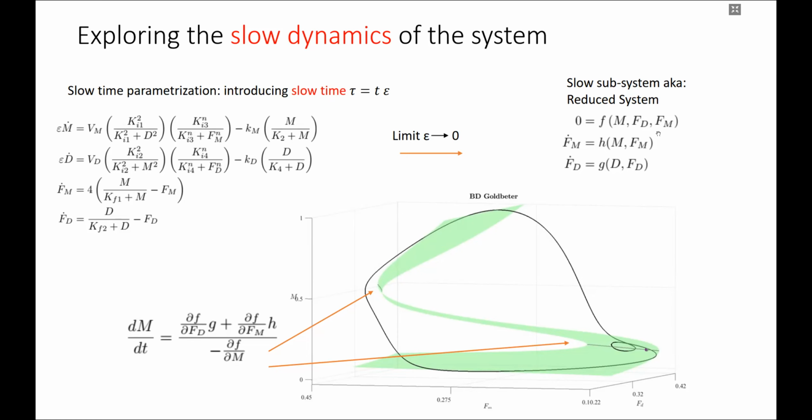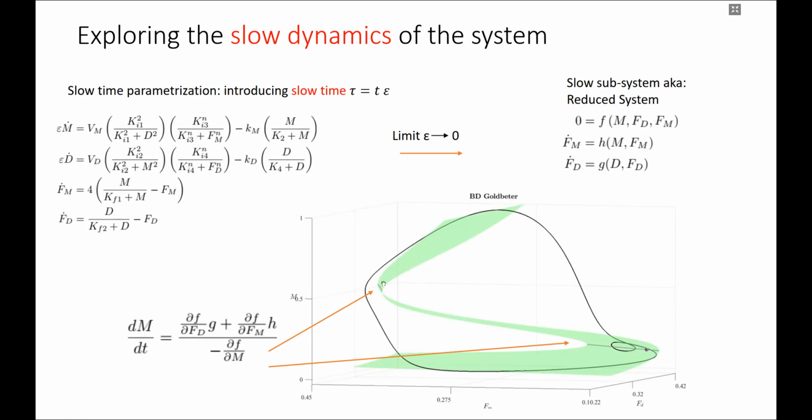So the slow subsystem or reduced system consists of two differential equations for FM and FD, and one algebraic equation F. So the differential equations are constrained by this algebraic equation. Moreover, when epsilon is 0, I have to mention also that this algebraic equation F is exactly the same that we used in order to plot the critical manifold. So when epsilon is exactly 0, the differential equations are forced to evolve on the critical manifold.